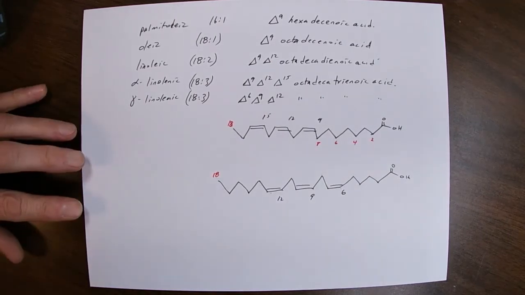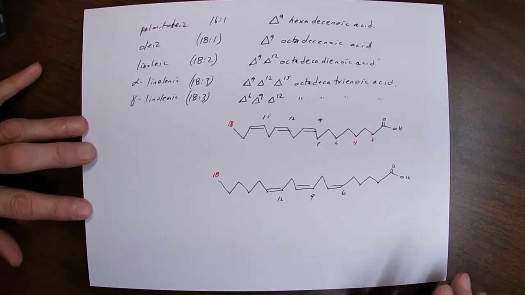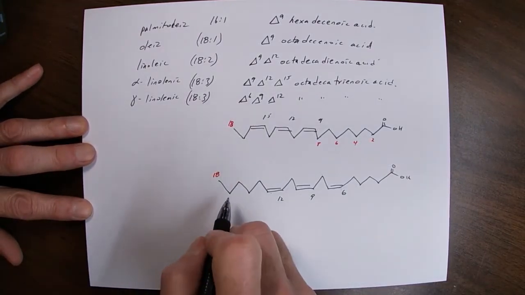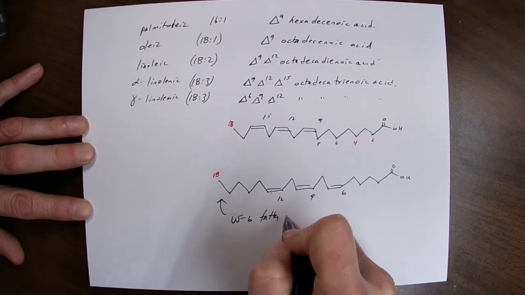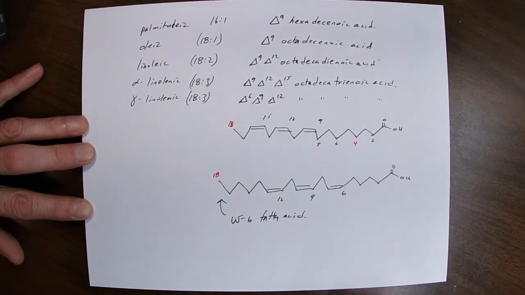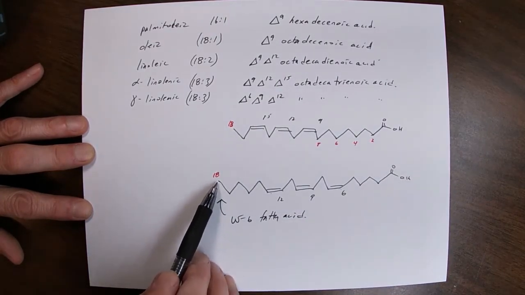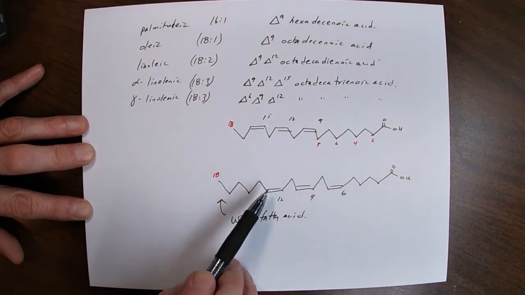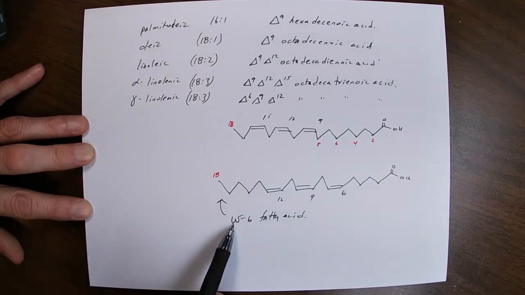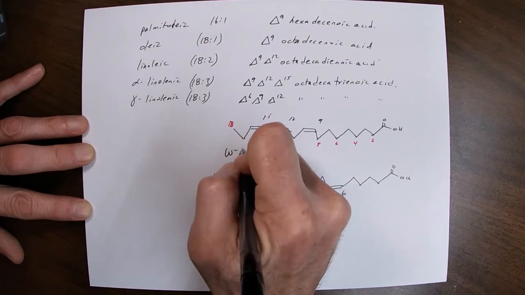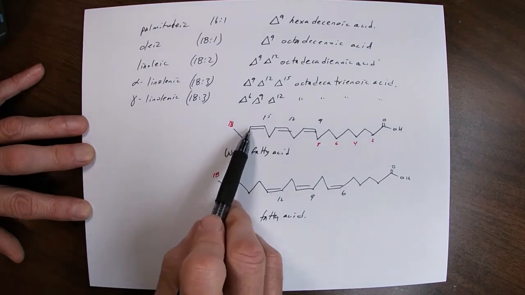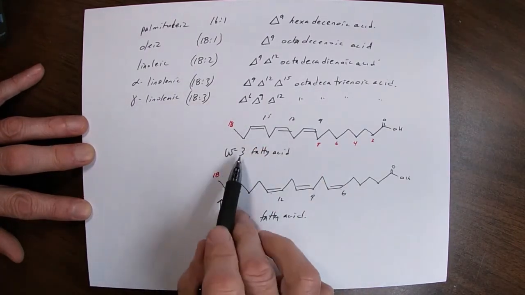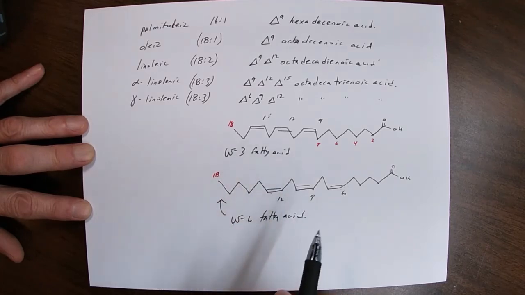Now, if we are numbering from the end, these are referred to as omega. And so this is an example of an omega-6 fatty acid. If I count from the end, okay, the omega carbon is the last carbon. 1, 2, 3, 4, 5, 6. I'm 6 carbons from the end. This is an omega-3 fatty acid. Okay, 1, 2, 3.